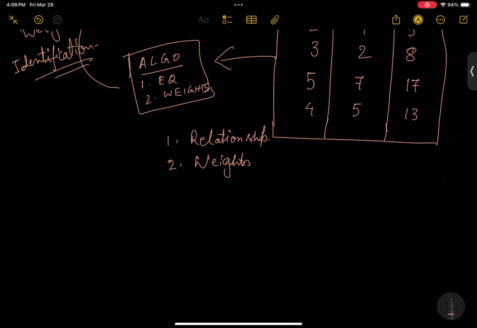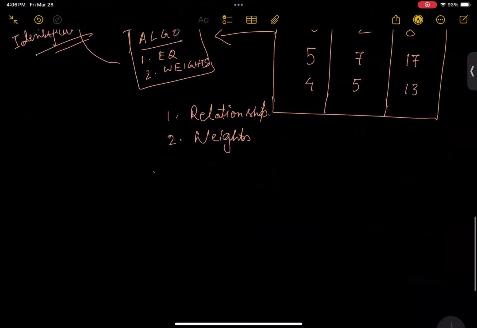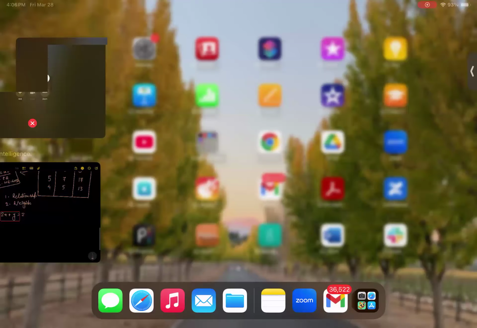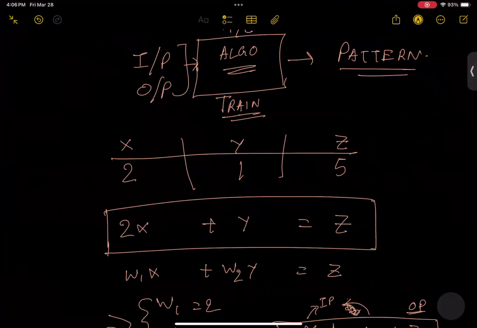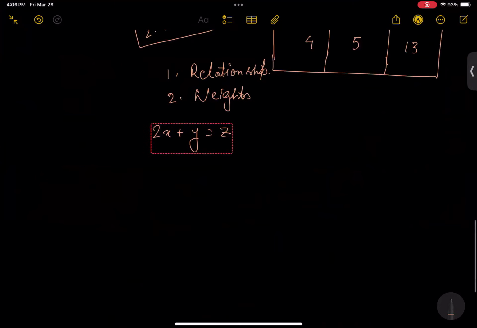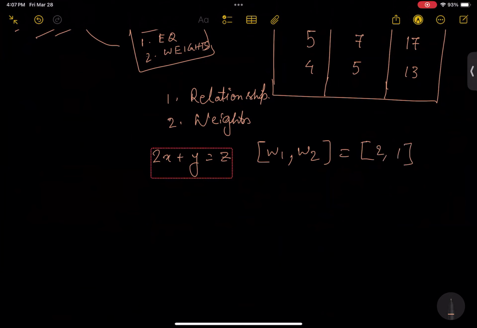So now if I have these two pieces of information, which is 2x plus y equals z, and if I have the weights, which is nothing but w1 comma w2, this is equal to 2 comma 1, this becomes the knowledge of the machine.